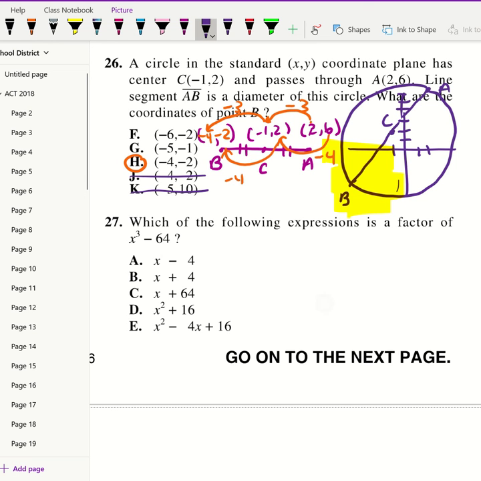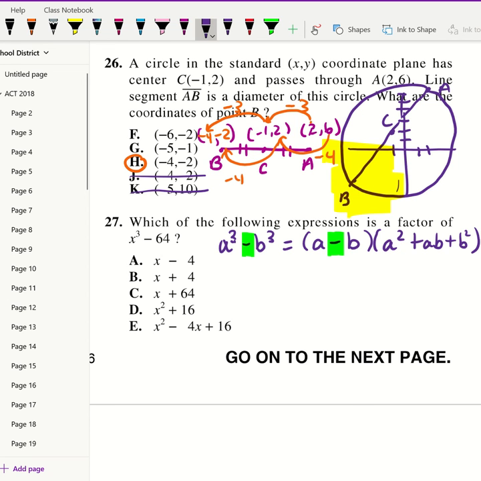Basically, the formula looks like this: a cubed minus b cubed. So if you have two items that are perfect cubes with a subtraction between them, the way you can factor it is you do a minus b. The sign right here will match the sign right here. And then you would do a squared plus ab plus b squared. These are both plus signs.